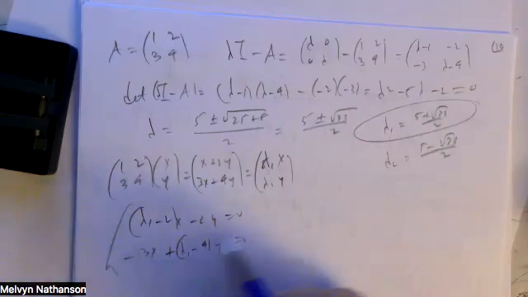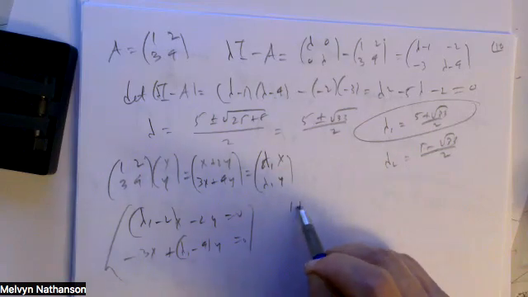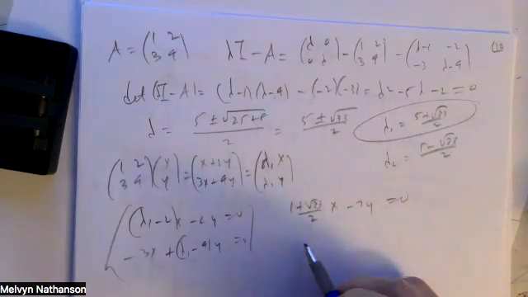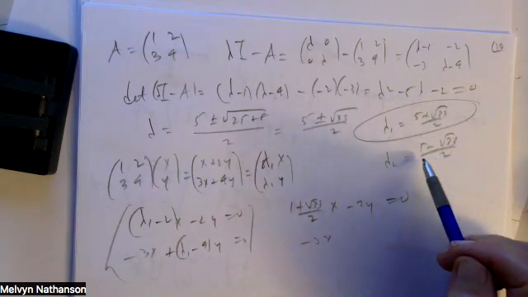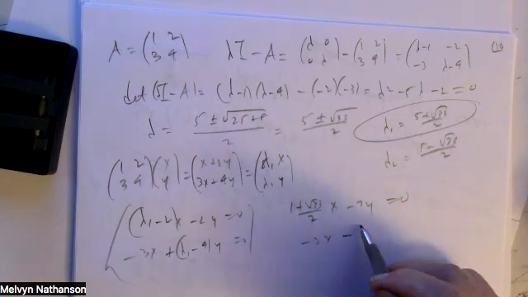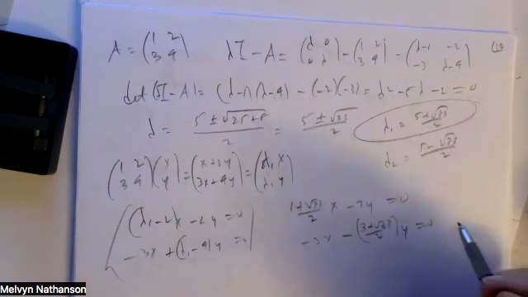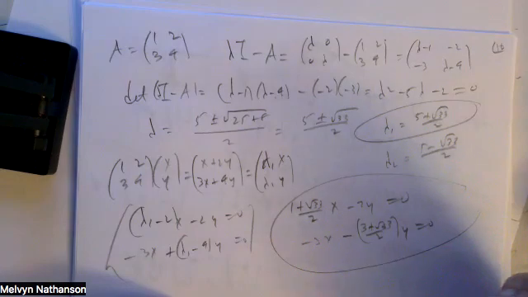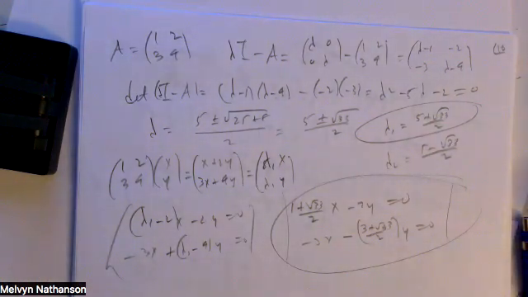and minus 3x plus lambda 1 minus 4 times y equals 0. I guess I need to write down what is lambda 1. Lambda 1 minus 1 is 3 plus root 33 over 2, times x, minus 2y is 0, and minus 3x plus lambda 1 minus 4, so that's 5 halves minus 8 halves, is minus 3 plus root 33 over 2, times y equals 0, if I did my arithmetic correctly. In any case, now I have two equations and two unknowns. I just have to solve them. That's a bit of high school algebra I'm not going to do, but that's the method.